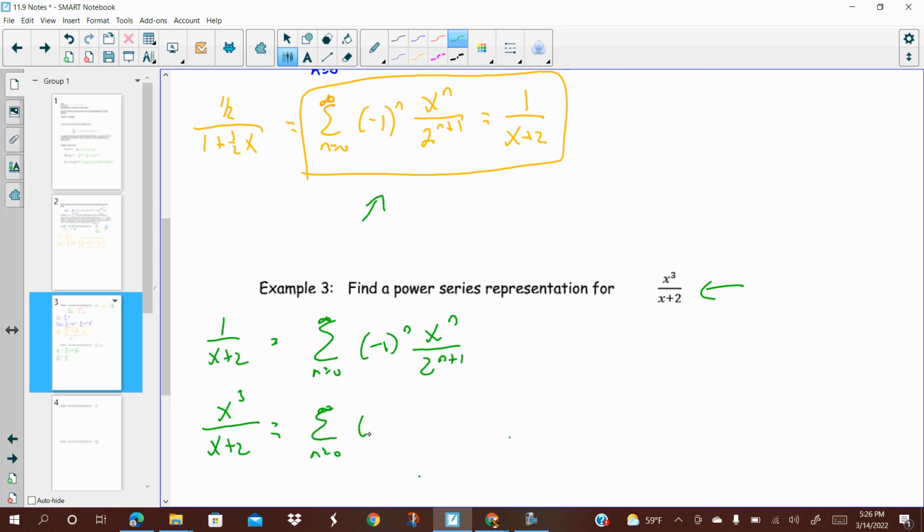Which means, again, this negative 1 to the n doesn't change. That doesn't have anything to do with x. But the numerator has an x to the n power, so when I multiply x to the n times x cubed, that is going to give me x to the n plus 3 power over 2 to the n plus 1. And that's the power series representation for x cubed over x plus 2. That one would have been a little bit harder just to start with if we hadn't already done something up front to get to a certain point. But it could still be done.